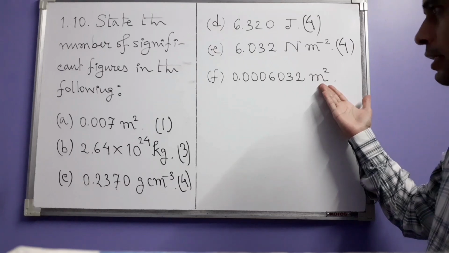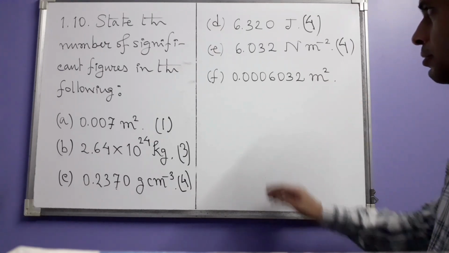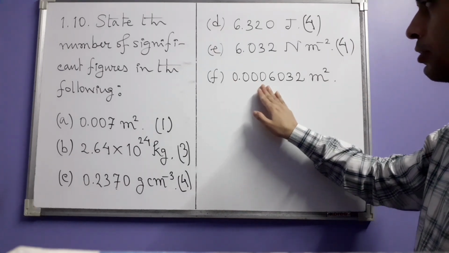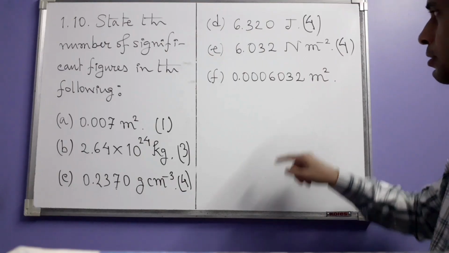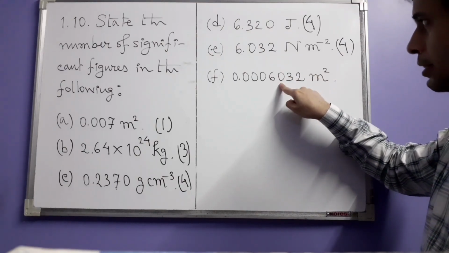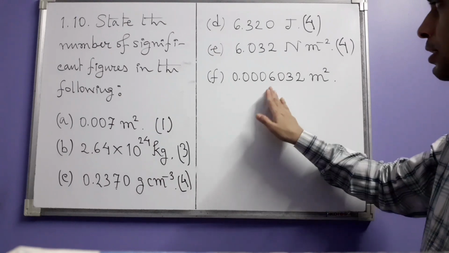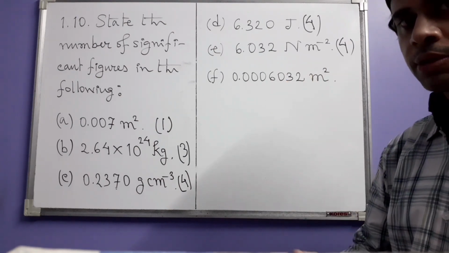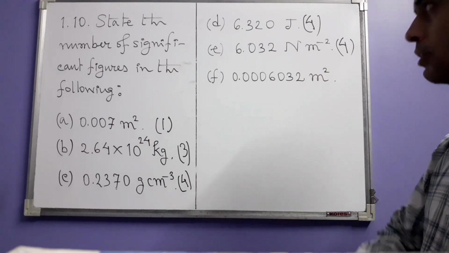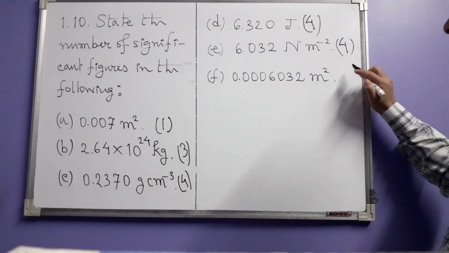Next, this one, again an area value. The 4 leading zeros are not significant. This other zero, which is a captive zero, is significant, and 6, 3 and 2 being non-zero are of course significant. So here also there are 4 significant figures.